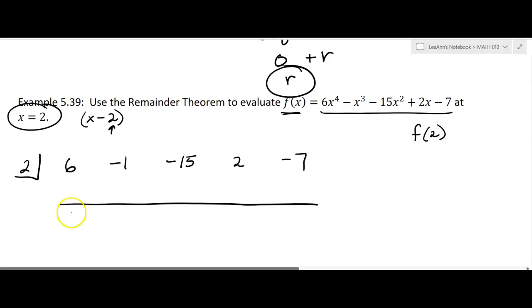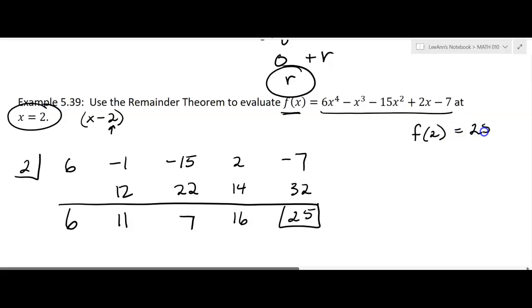Okay, so bring down the 6. We're reviewing synthetic division now. 6 times 2 is 12. That's an 11. 11 times 2 is 22. Negative 17 and 22 is going to be 7. 7 times 2 is 14. 14 and 2 is 16. 16 times 2 is 32. And so I think I'm going to get a 25 here. All right. So I'm going to say f of 2 equals 25.